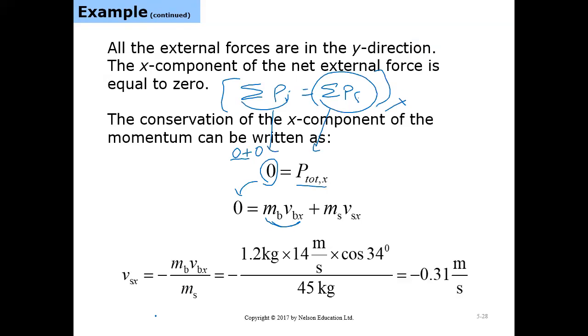So the normal force on you will be greater than the weight. So it is not balanced in the vertical direction. But in the horizontal direction, there is no friction. The total momentum is conserved. So we now substitute for these things.